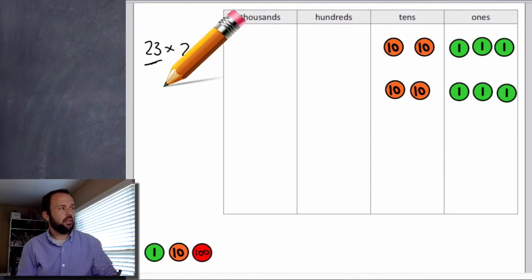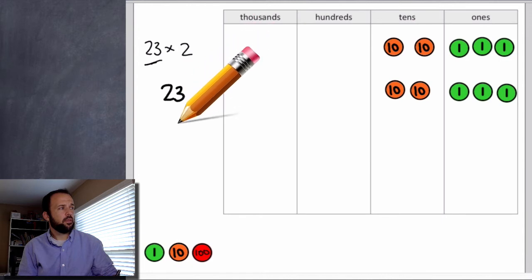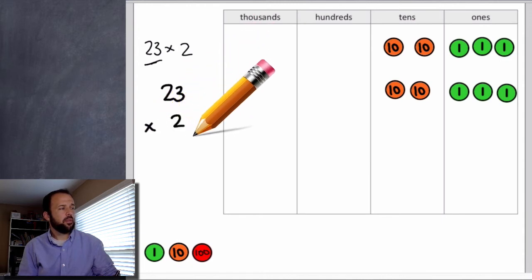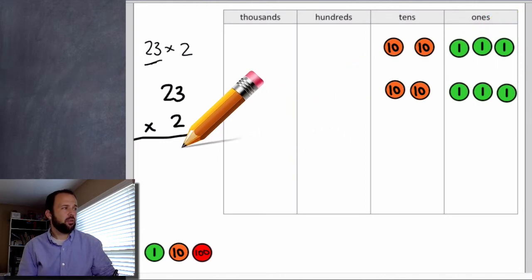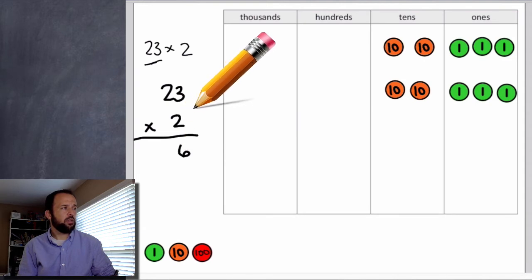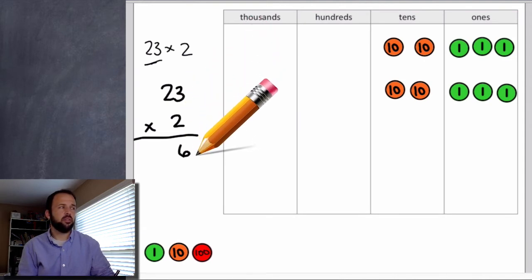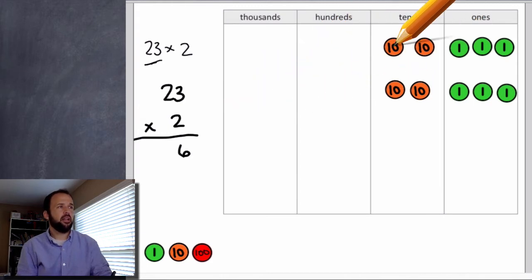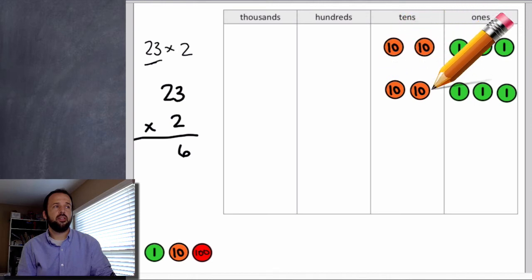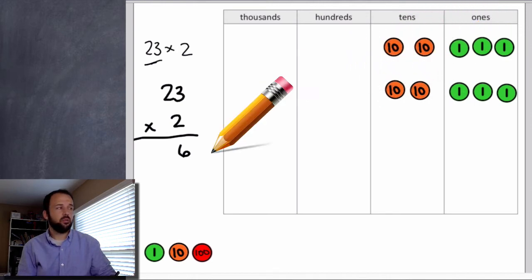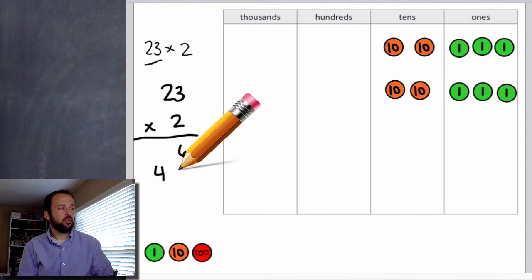So if I look at this, I had 23 times 2. Alright, and the first thing I did, I copied my 1s, right? I did my 1s twice. So I had 3 1s to start with, and I multiplied that by 2. I did that 2 times, so that gave me a total of 6. So 2 times 3, 2 1s times 3 1s would give me 6 1s. Alright, easy enough. Then I did my 2 10s, I did that 2 times. So 2 10s 2 times would equal 4 10s, which is the same as 40.